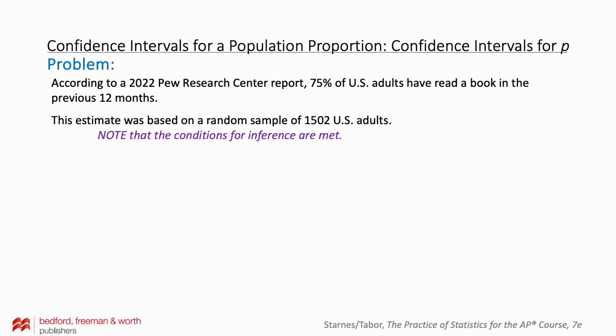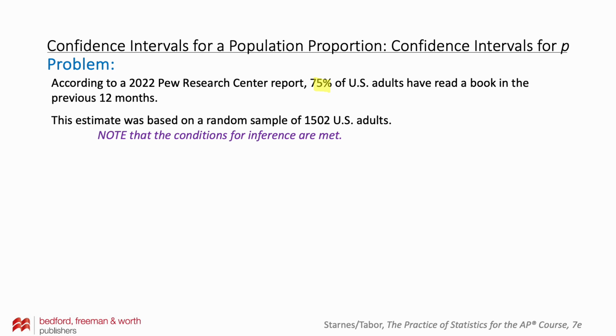So this is the information that they're giving us. And notice that they did tell us that the conditions for inference have been met. If they had not, we would have to check the three conditions: random, independent, and find out if it's a normal distribution. So to create a confidence interval, we start with our point estimate, which is the 75%. So we're going to change it to a decimal, 0.75.